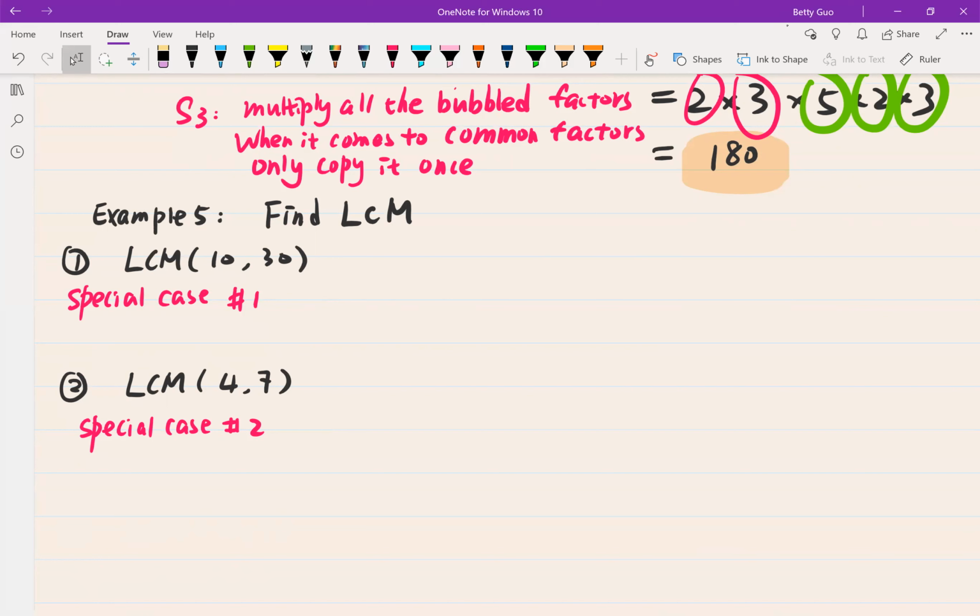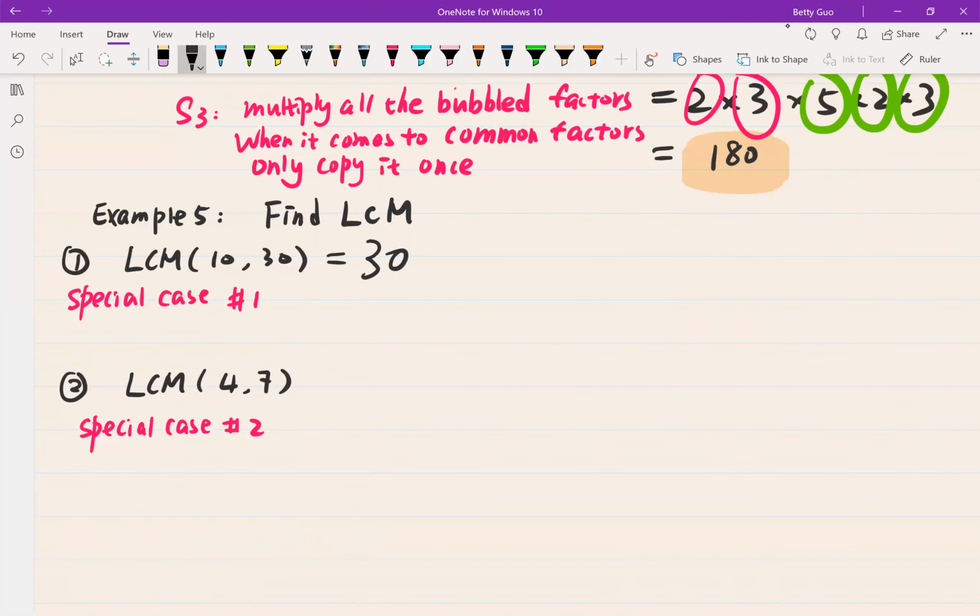Example 5, find an LCM for the following 2 pairs of numbers. The first one is the least common multiple of 10 and 30, and you might already identify this as special case number 1, right? 10 and 30. 10 is a factor of 30. 30 is a multiple of 10. Do you remember what's the GCF of 10 and 30? GCF is 10, the smaller number. LCM is the bigger number.